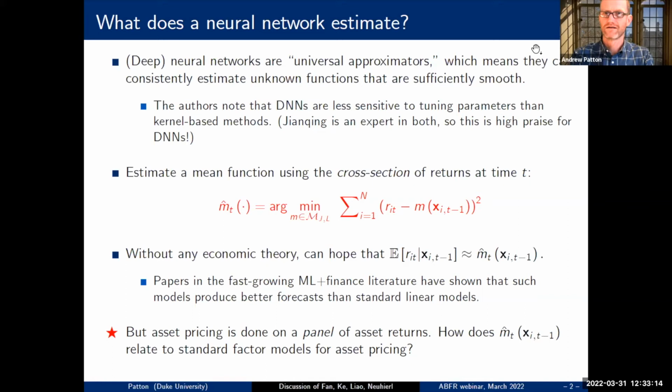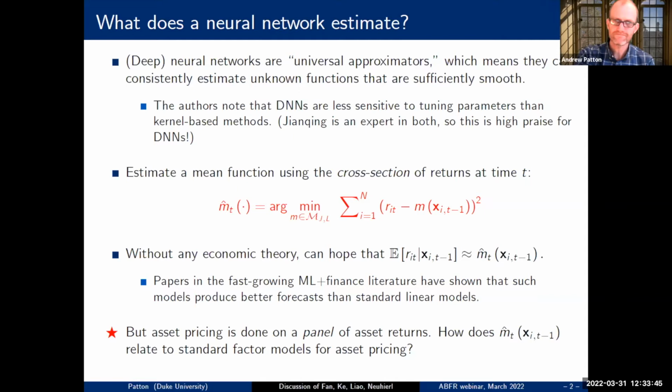So what the authors are doing, the key ingredient here, is to use deep neural networks to estimate the conditional mean function of a cross-section of returns. A short bullet point here: deep neural nets are essentially a non-parametric way of estimating these functions. I know Jianqing is an expert in non-parametrics as well as neural nets, and they comment in the paper that neural nets have the benefit of being less sensitive, both in practice and in theory, to tuning parameters. So this is high praise for this class of models.